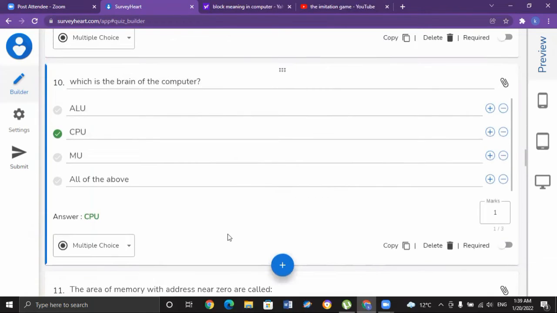Which is the brain of the computer? The brain of the computer is the central processing unit, CPU. It acts like a coordinator between different parts of the computer, and it acts as a central or connecting unit. Both of these are connected directly to the CPU, and the CPU gives the related commands to the computer. So option B, CPU, is the correct option for the brain.